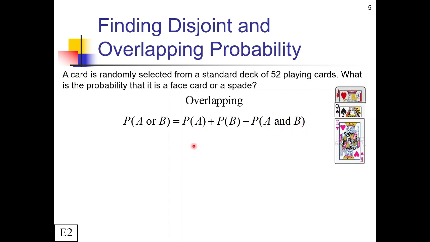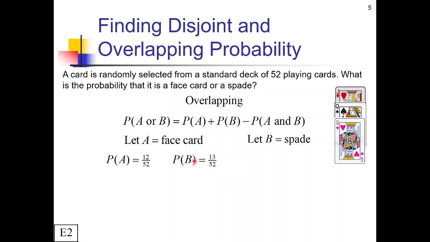In this case, A is a face card, and B refers to a spade. The probability of a face card, we saw that on the last example. That's going to be 12 out of 52 still. Now for spades, remember that there's 13 of each suit in a deck, so 13 out of 52.